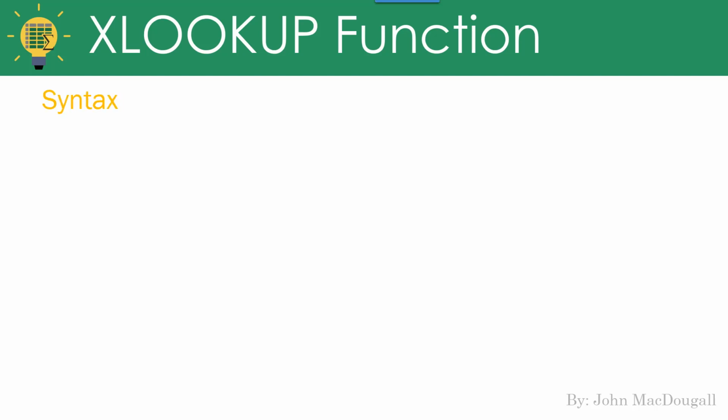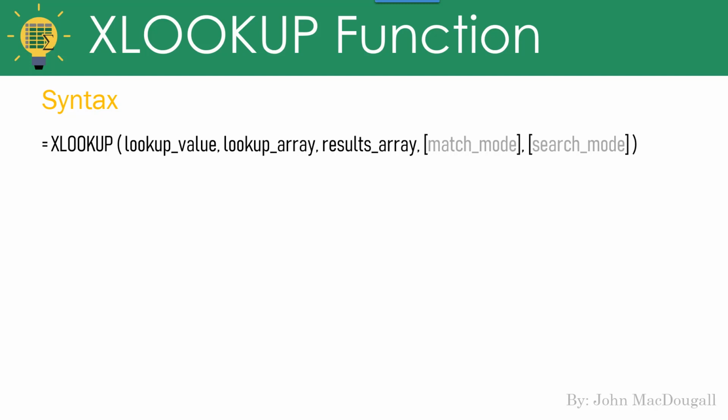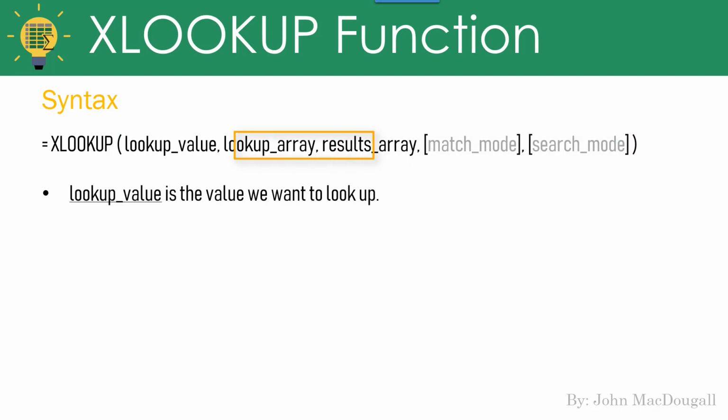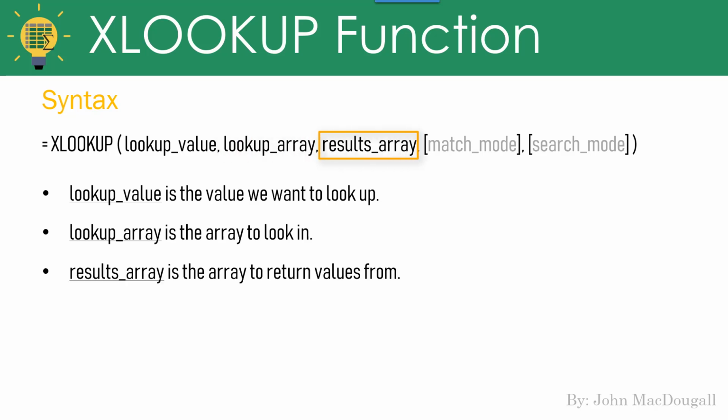Let's take a quick peek at the syntax. So XLOOKUP has 3 required arguments and 2 optional arguments. First, we have the lookup value. So this is the value we want to look up. Next, we have the lookup array. And this is where we want to look in for our lookup value. And the last required argument is the results array. So this is the array of values that we want to return values from.